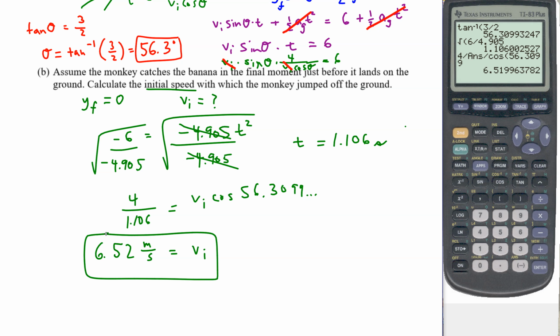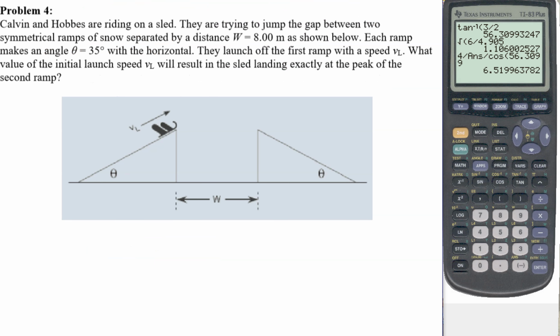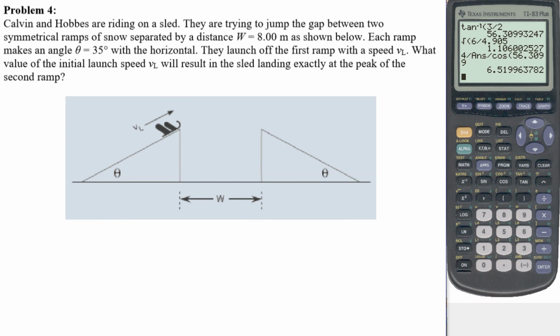There it is. Onward and upward, or we're going backward, so is it downward and upward? I don't know. All right, number 4.